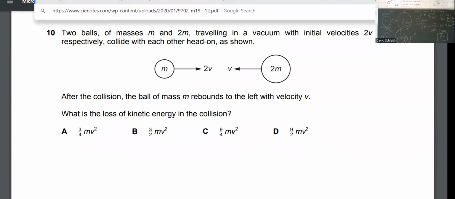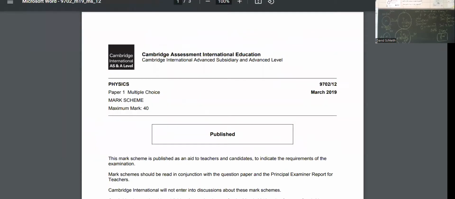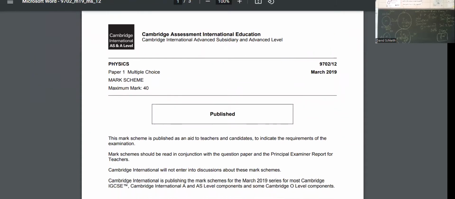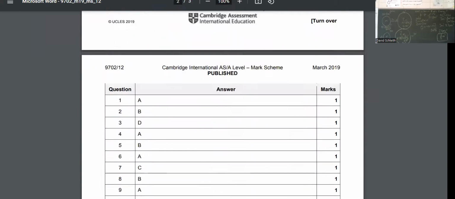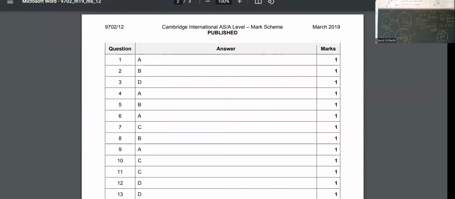But to be even more thorough, let's go ahead and cue up the mark scheme. This is question number 10 from this paper. This came from paper 1 in 2019. And so question 10 is indeed choice C. So we give ourselves that positive feedback.